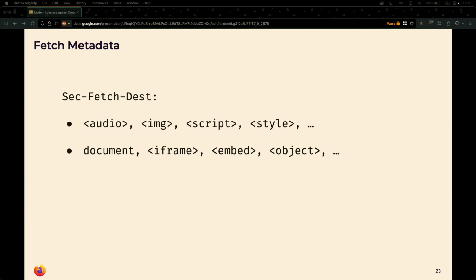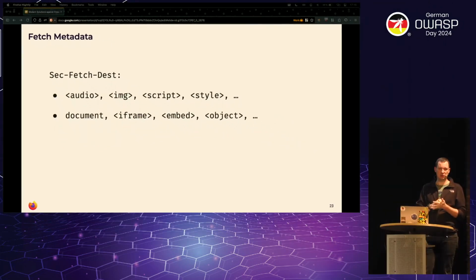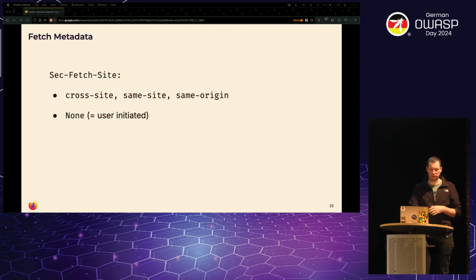The first example, the destination header, is going to give you detailed information about how the browser was triggered to fetch this specific URL. So the browser is going to tell you, hey, this is coming for an audio element, image element, script element, whatever. The mode header is going to tell you whether this was a navigation, so whether the user clicked on a link and wants to visit the next site, or whether this was a CORS request or just a no-CORS inclusion, which is the default.